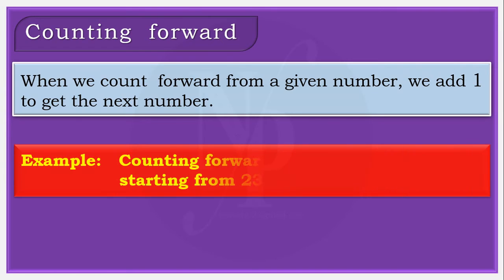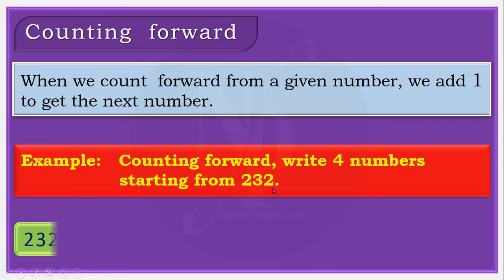Let us see an example here. Counting forward, write 4 numbers starting from 232. That means we have to start from 232 and we have to count forward and write 4 numbers starting from this number.